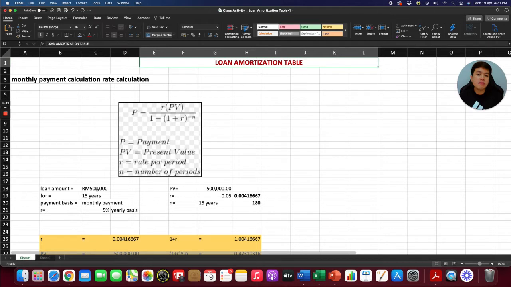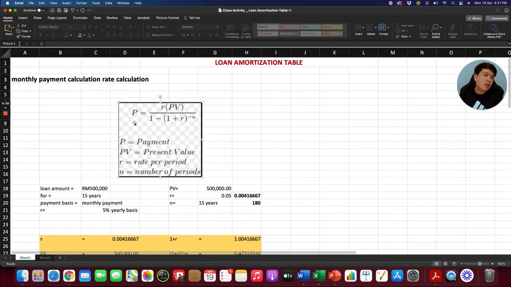So this is something we'll be looking at, and this file will be uploaded later. You can download this file and play around with it on your own to better understand today's lesson. When it comes to monthly payment calculation, this is the formula. You can get this formula from the internet.